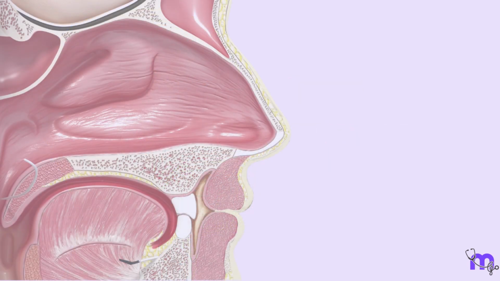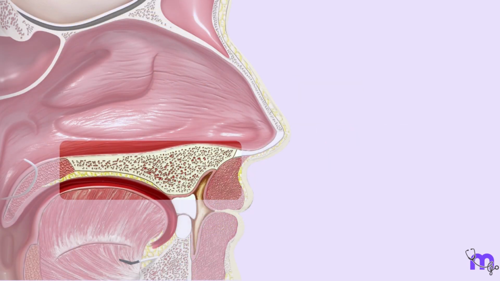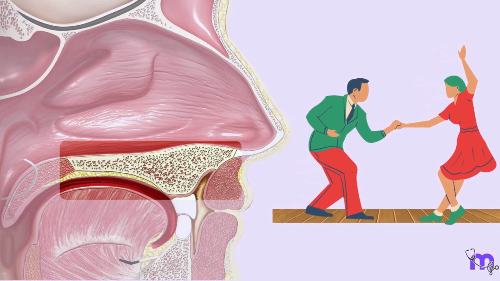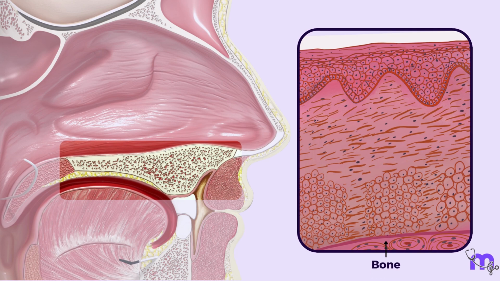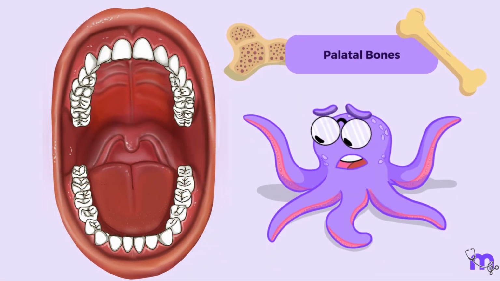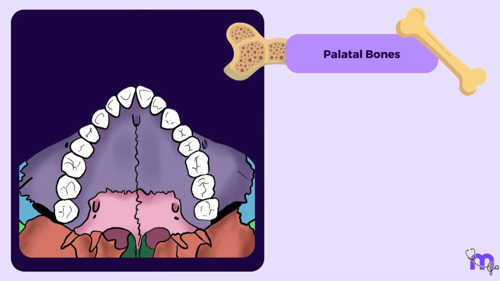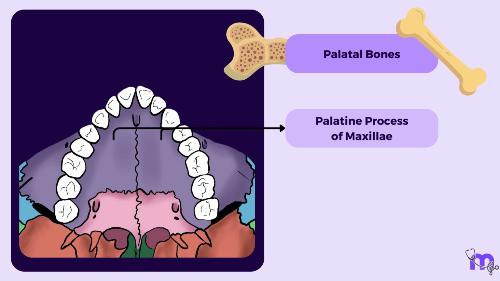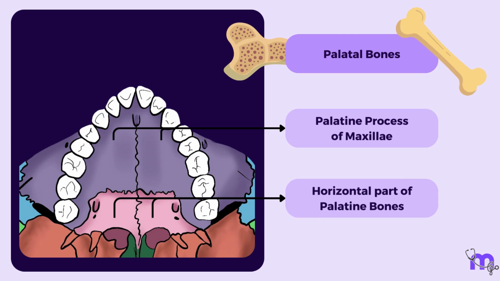The hard palate forms the anterior two-thirds of the palate, and it is as solid as the dance floor at a club. It's made up of bone and is covered with a tough keratinized layer. Now, what are the bones that contribute to forming the hard palate? These are the palatine processes of the maxillae anteriorly and the horizontal parts of the palatine bones posteriorly.